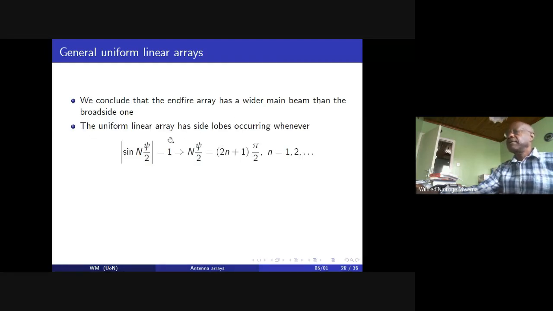The uniform linear array has side lobes that will occur whenever the denominator in the array factor is equal to unity. That is, sine of psi by 2 is equal to unity. In other words, n psi by 2 is equal to twice n plus 1 times pi by 2, that is, odd multiples of pi by 2. The first side lobe will therefore occur at n psi by 2 equal to plus or minus 3 by 2 pi.